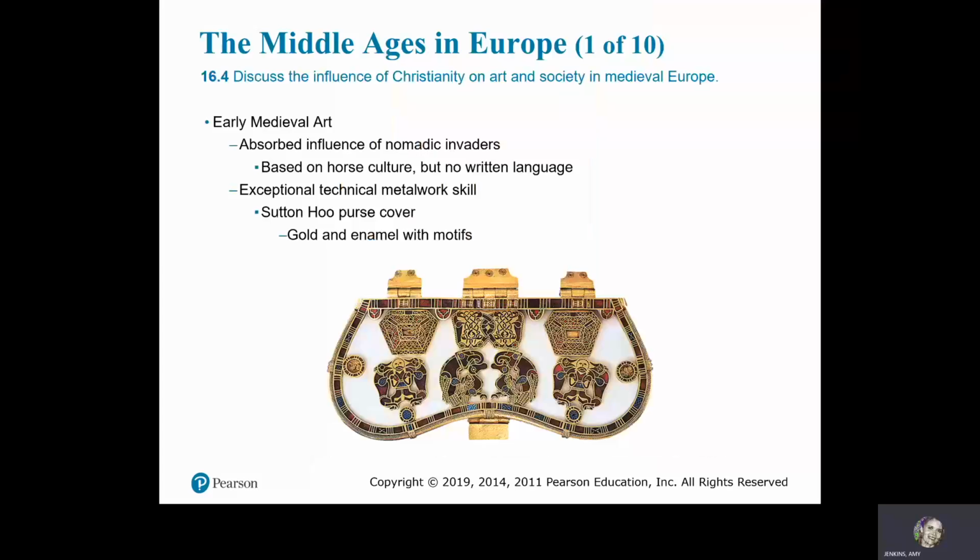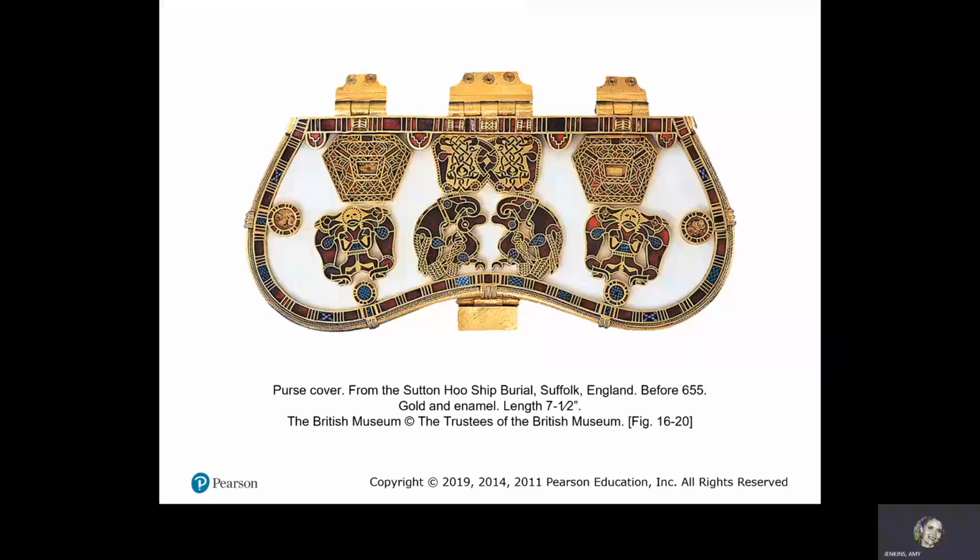Stylized art. Early medieval art absorbed the influence of nomadic invaders. It's based on horse culture, but with no written language. They have exceptional technical metalwork skill. The Sutton Hoo purse cover is shown below, made of gold and enamel with motifs. Purse cover from the Sutton Hoo ship burial, Suffolk, England, before 655, gold and enamel, length 7.5 inches.